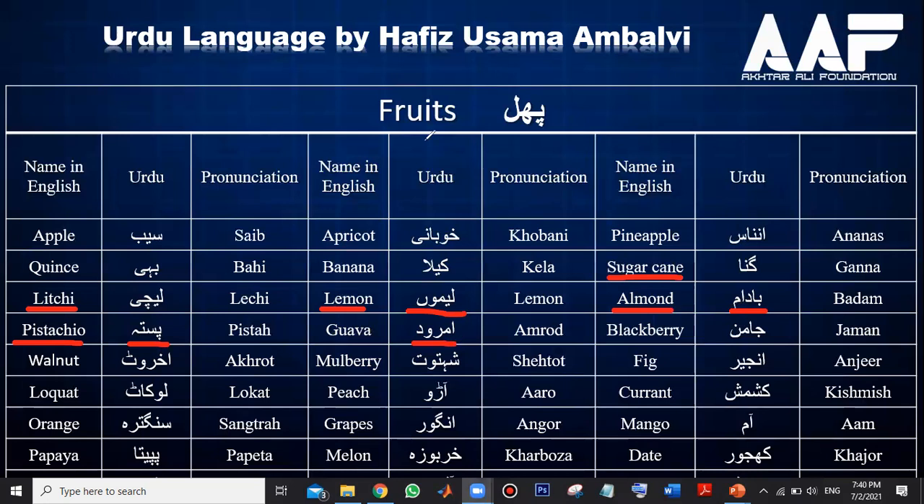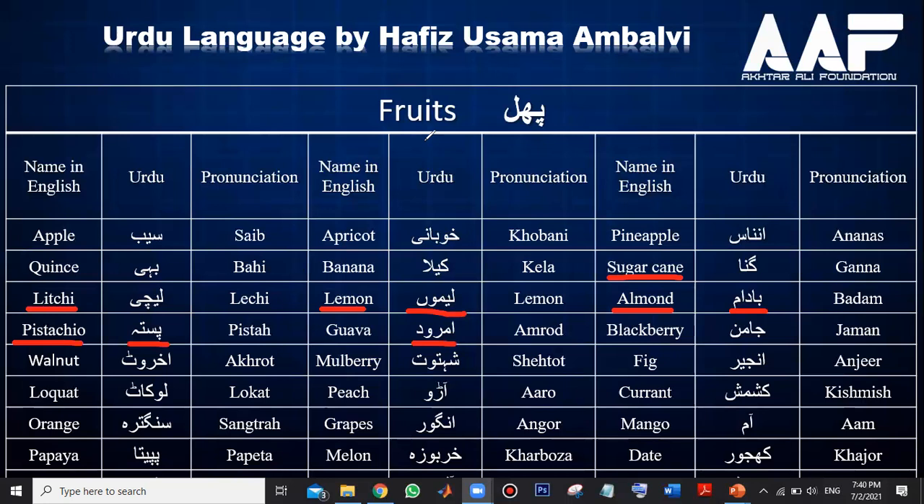Sadi, I think you know all these words because you are living in an Urdu or Hindi speaking family, so I think you will know about this. Maybe, but I have to revise it myself too.